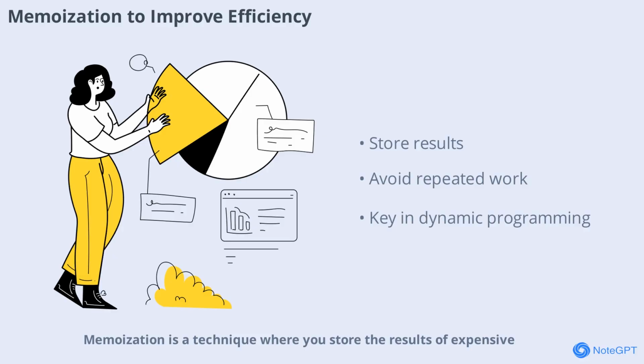Memoization is a technique where you store the results of expensive function calls and reuse them when the same inputs occur again. This can reduce exponential time algorithms to polynomial time, making previously impractical solutions feasible. Dynamic programming often relies on memoization to boost efficiency.